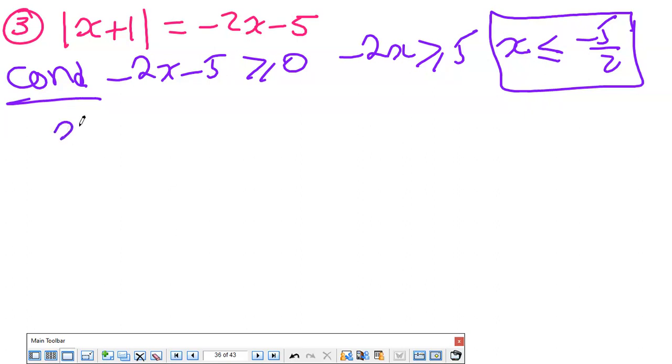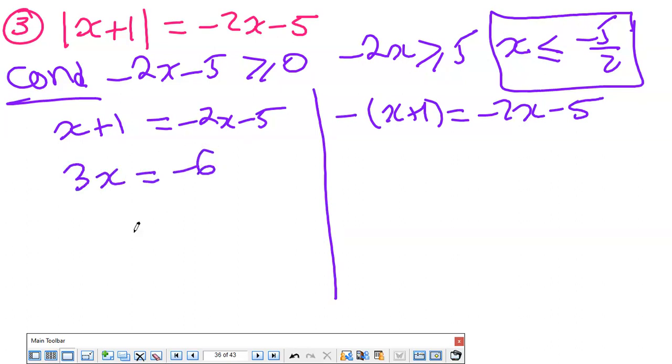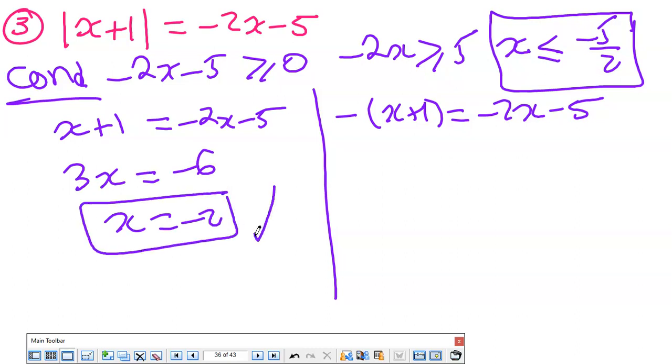As we did before, I have two cases. Either x plus 1 is equal to minus 2x minus 5, or minus x plus 1 is equal to minus 2x minus 5. And then I solve the first one here. I will have 3x is equal to minus 6, x is equal to minus 2. Is minus 2 less than minus 5 over 2? No, it's rejected. If you didn't do the condition, you will replace and check. Minus 2 plus 1 gives me absolute value of minus 1, gives me 1. The first part is going to give me 1. Is it equal to minus 2 times minus 2, which is 4, minus 5, which gives me minus 1? Is it right? No, that's why it doesn't work.